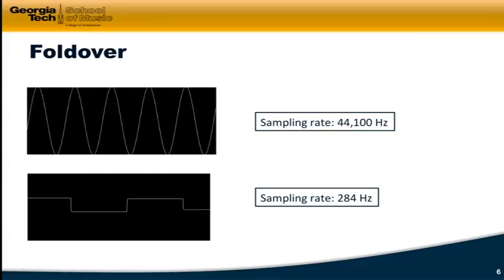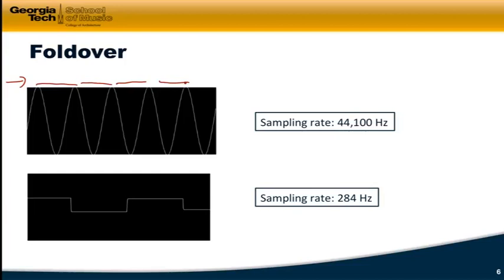So I want to show you what I mean here. Here we've got a sine wave on this top image. And we can look at the number of cycles here from peak to peak, peak to peak, peak to peak, and peak to peak. So there's 4 plus a little bit more in this image. And this is a sampling rate of 44,100 hertz.